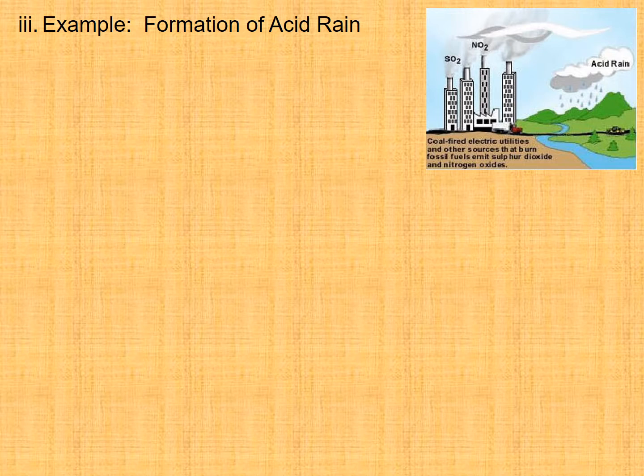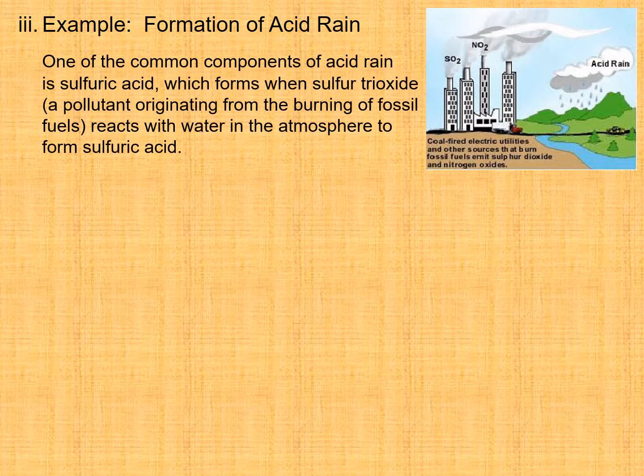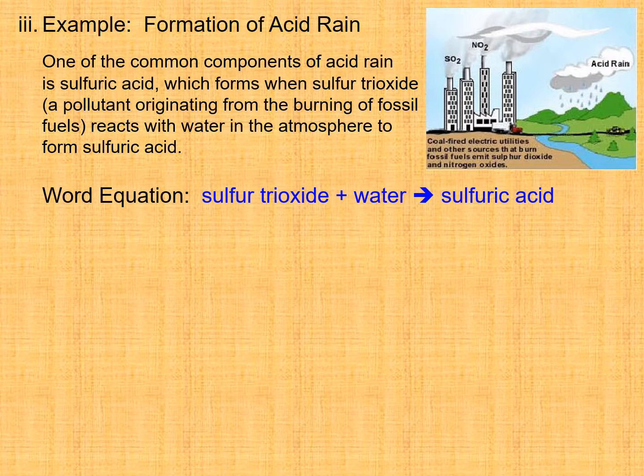So we'll return to an example we looked at previously in the lesson on balancing chemical equations. That is the formation of acid rain. So this should look familiar here. As we can clearly see in this example, two compounds, that is sulfur trioxide and water, join together to form a more complex compound in the form of sulfuric acid.